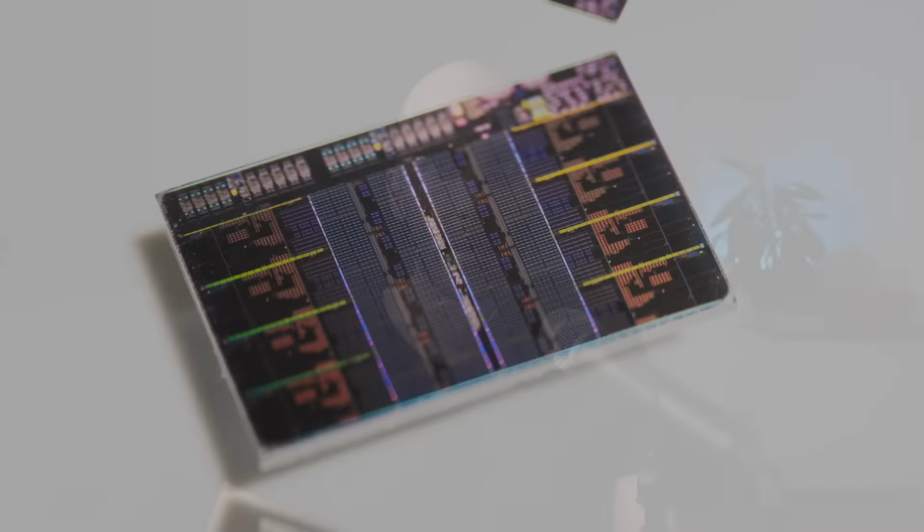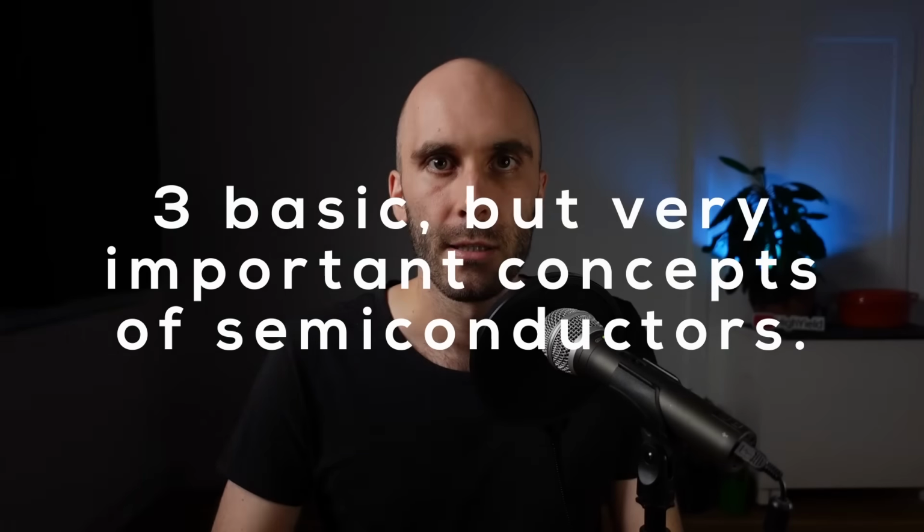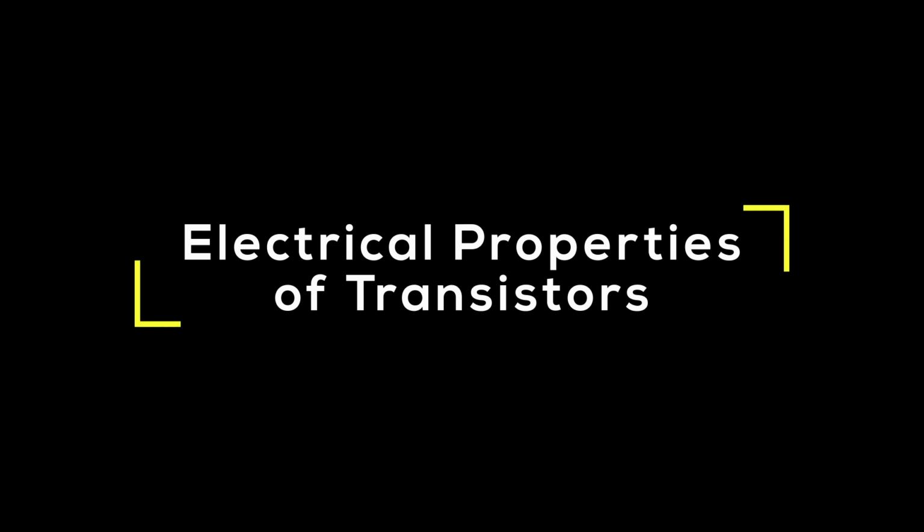In order to figure out what fin depopulation really is, how FinFlex works, and why it's so important for Moore's law, we have to set the stage with three basic but very important concepts of semiconductors. The first one are the electrical properties of transistors. At the most basic level, a transistor is an electrical switch that can control the flow of current between two areas called source and drain. This control is enabled by physically placing a so-called gate between source and drain. If the gate is active, it emits an electric field that affects the flow of current between source and drain.